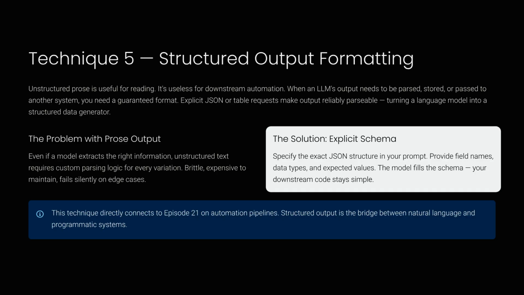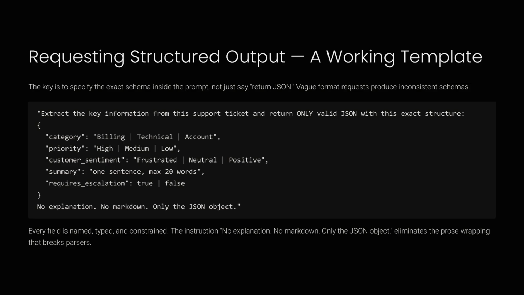By requesting JSON in your prompt and defining exact data types, you turn the model into a reliable, structured data producer. Here is a working template for structured output. Note the instruction: no explanation, no markdown, only the JSON object. This eliminates the prose wrapping that usually breaks automated parsers, ensuring your downstream code receives exactly what it needs.